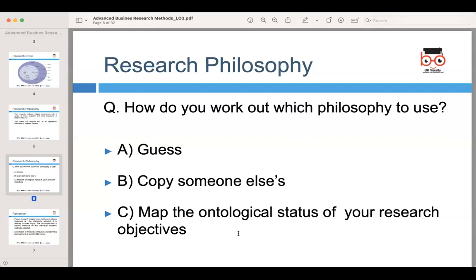And the last one involves mapping the ontological status of your research objectives. What does that mean in simpler terms? It means taking a close look at the nature of your research goals and understanding how they relate to the fundamental nature of reality. By mapping the ontological status of your research objectives, you are essentially trying to determine the underlying assumptions and beliefs that shape your research. Any question so far?